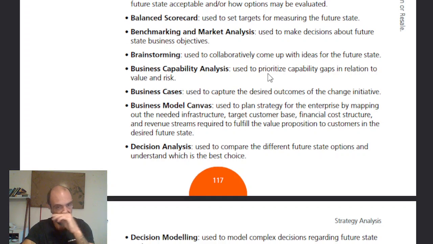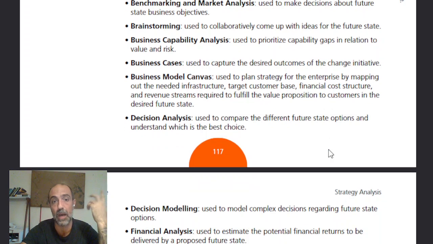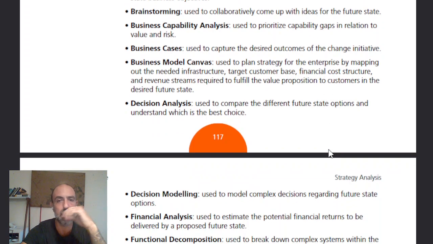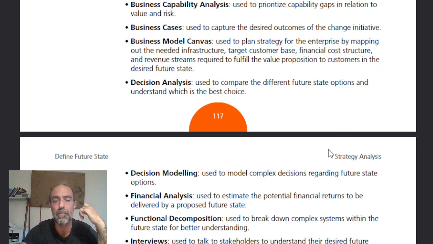We use data in order for us to see how we're charting things. Brainstorming, business capability analysis to see what we're capable of doing. Business cases, that's from research and things that were done before and things that we can do. The business model canvas, which is basically how the project actually makes sense, used to plan strategy and enterprise by mapping out the needed infrastructure, target customer base, financial cost structure, and the revenue streams required to fulfill the value proposition to customers in the desired future state.